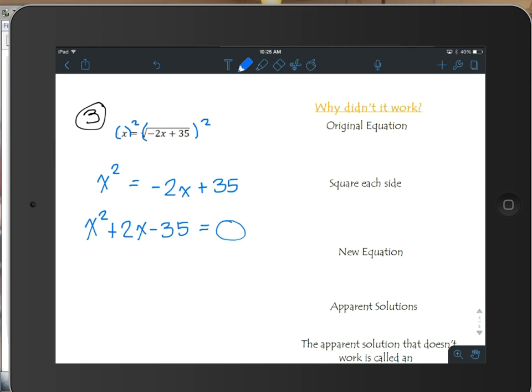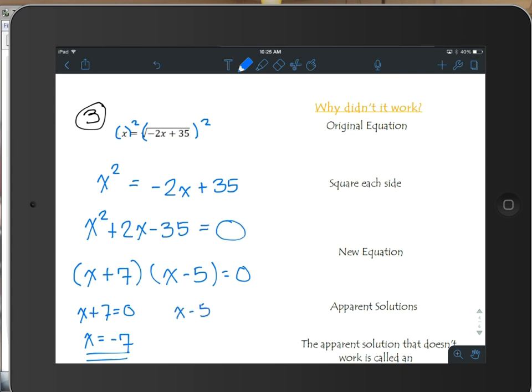So I'm going to think what multiplies to give me negative 35 and adds to give me positive 2. Well, that's going to be a positive 7 and a negative 5. So hopefully our warm-ups from Monday and Tuesday help you. And you know that in order to solve this, we have to set our factors equal to 0 and solve for x. So one of my solutions is x equals negative 7. And one of my solutions is x equals 5.